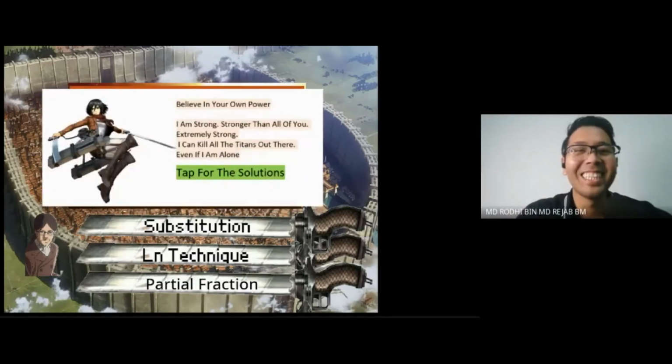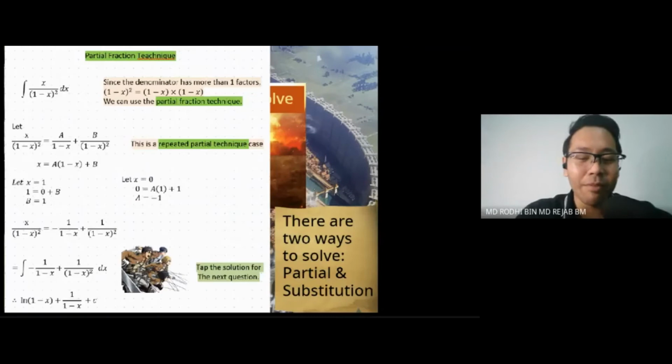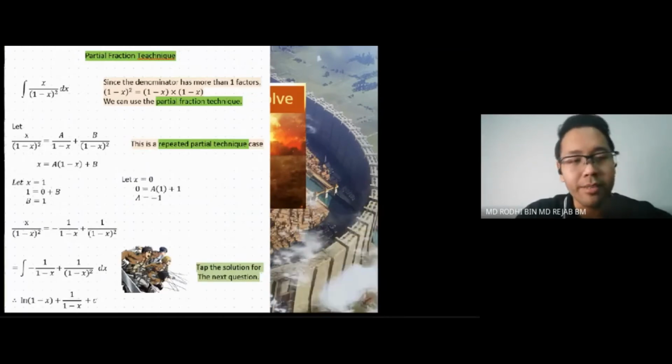Okay, but for this question, there are actually two techniques, partial fraction and substitution. Both of them can give you the right answer. For partial fraction, because there's a denominator with more than one factor, 1 minus x, and then there's a bracket squared, and of course there's an x on top as well. So that's why you use partial fraction. This is the partial fraction solution. You can look at it later. It's just a repeated partial fraction technique.